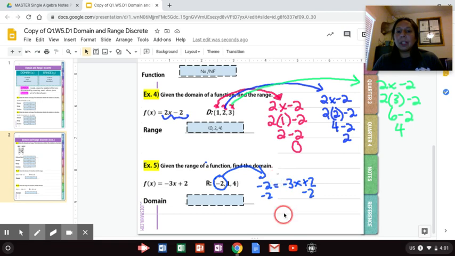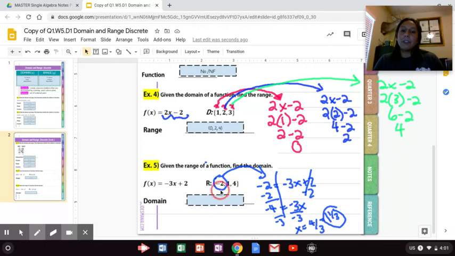So by doing the opposite of +2, I have to do -2. This goes back to solving an equation. So -2 and -2, -4, and then I divide by -3. So that's going to give me x equals 4/3, or you could say 1 1/3 or 1.3 repeating. Okay, so that is the first input. If you input 1 1/3, your output is going to be -2.